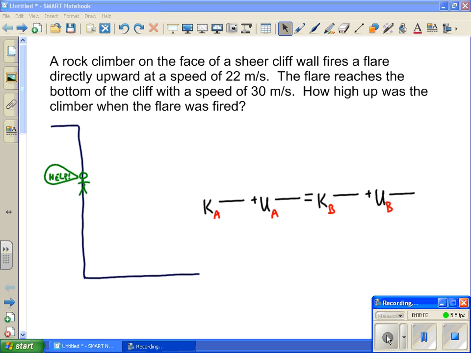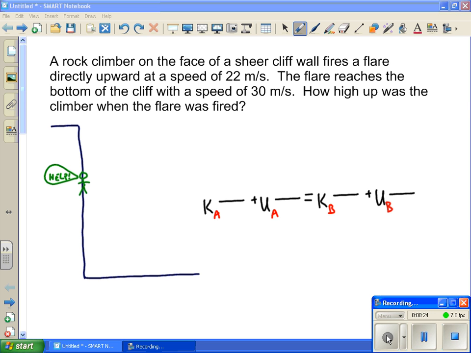Hello. Today I'm working with the law of conservation of energy. I've got a problem here that I want to work my way through. I've got a rock climber on the face of a cliff wall, and let's suppose that they decide they're scared and they need some help, so they're going to fire a flare directly upward. And so the flare is going to go up, come straight back down.